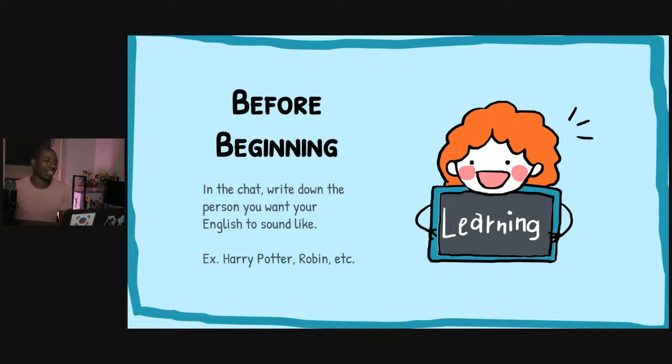So before we begin, in the chat, will you please write down someone whose English you really like and you want to speak like them? As you know, I'm learning Korean. There are people within Korea, like Korean actors and a couple of people I know, that I wish my Korean would sound like. Who is somebody that you would like your English to sound like? Can you please put that in the chat? And if you're watching after the stream, when it's uploaded onto the channel, please write in the comments whose English you would like yours to sound like.